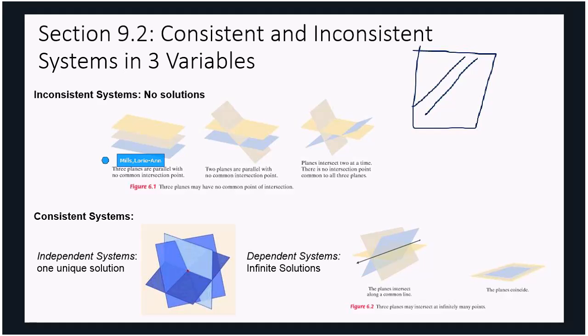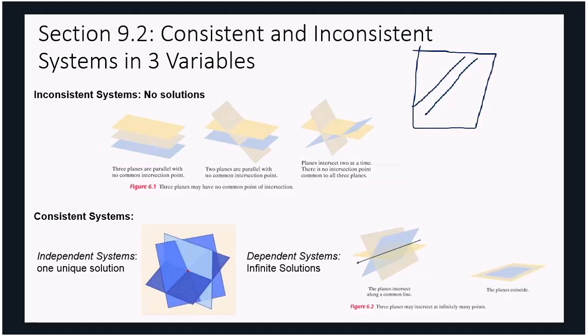So if you have three equations and they don't all intersect at the same spot, then that's going to be an inconsistent system, and there aren't going to be any solutions to that. And in a moment, I'm going to show you what a matrix looks like when you don't have any solutions. So I'm going to show you that in a moment. But first, it's just important to understand what it looks like not to have any solutions.